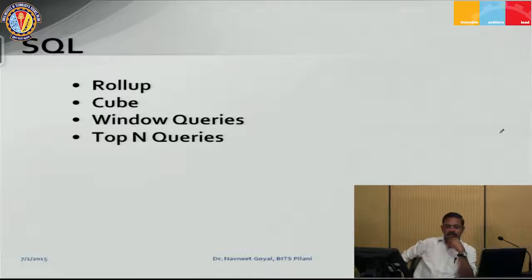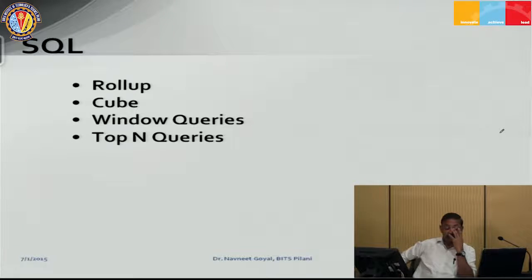Then there is cube. You also saw the cube operator in OLAP, right? So the corresponding cube operator has been introduced in SQL to facilitate that process. And in module 6 you also looked at how to compute cubes efficiently, right? Then we have window queries. So you can frame a window across any tuple in a relational table, and this helps you in giving moving averages and other such queries. And then you have top-n queries.